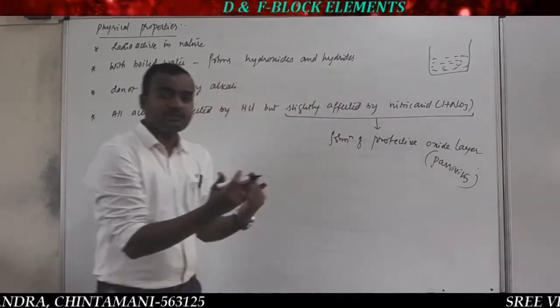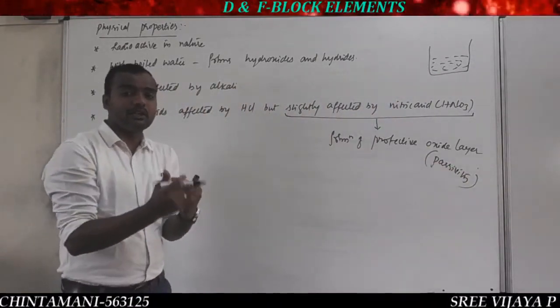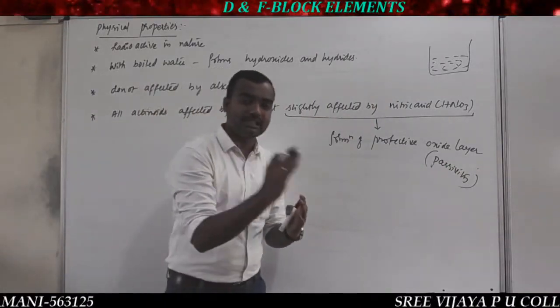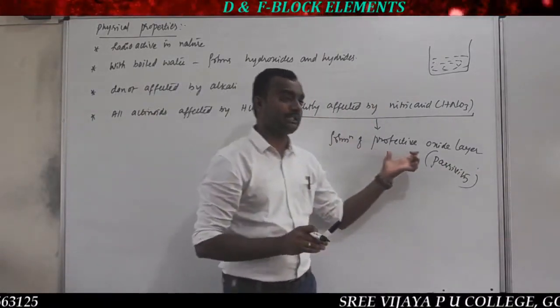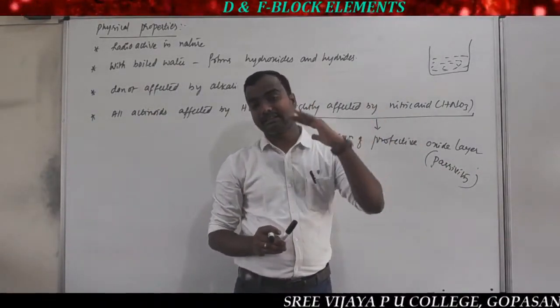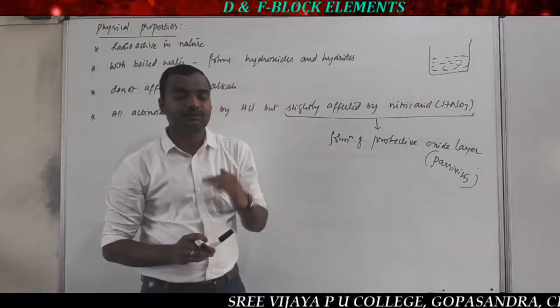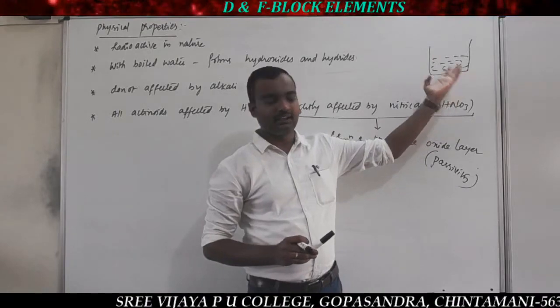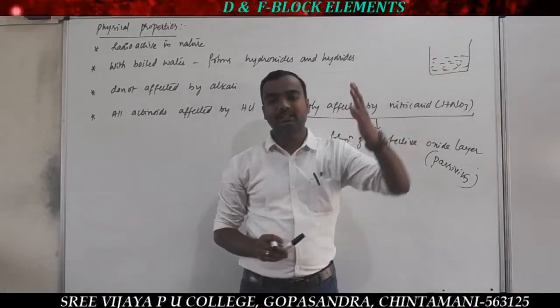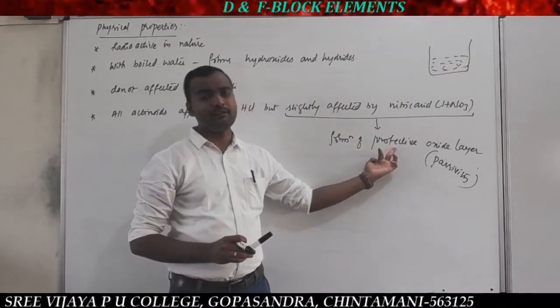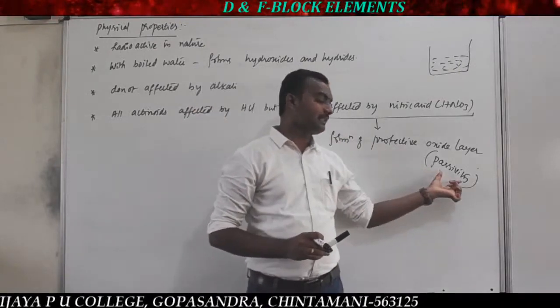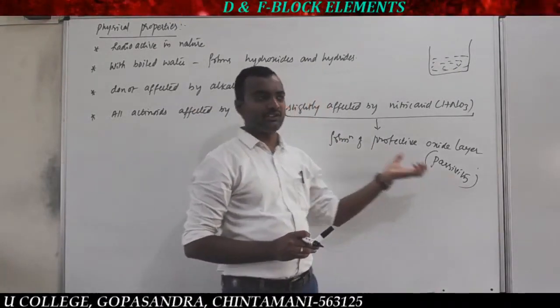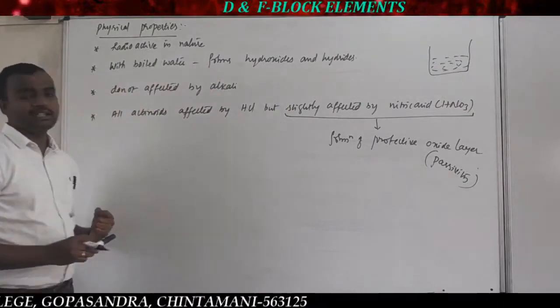That means initially it is more reactive, but gradually, after some time, the reactivity decreases because of the formation of the protective layer. A protective layer can prevent the contact of the metal surface with the reagent, nitric acid or any other acid. Due to the formation of a protective oxide layer, that nature is called passivity. So that is the reason why it is slightly affected by nitric acid.